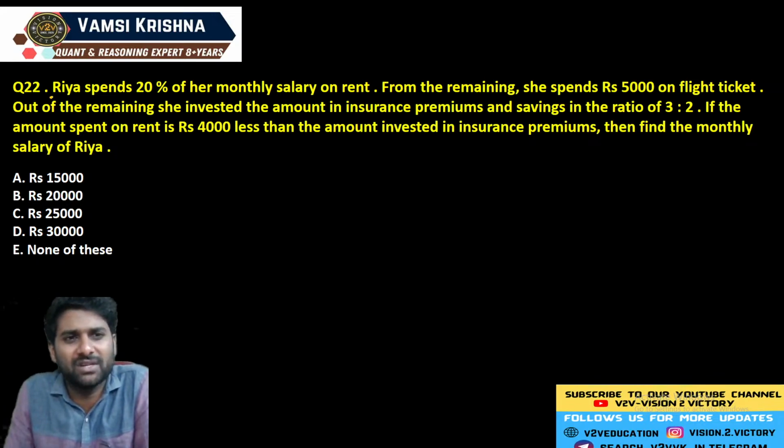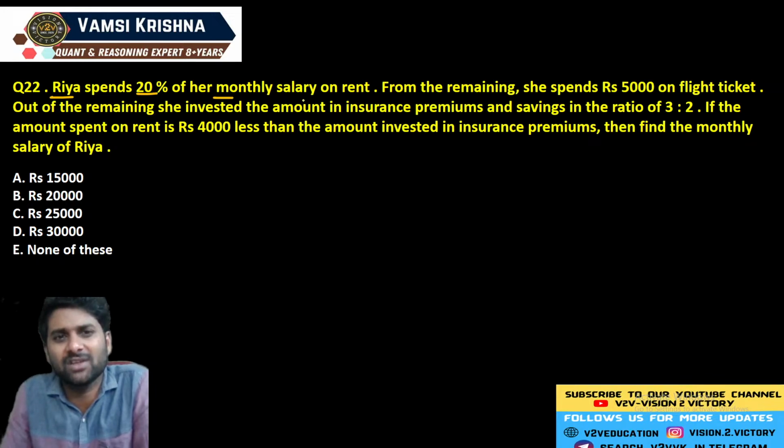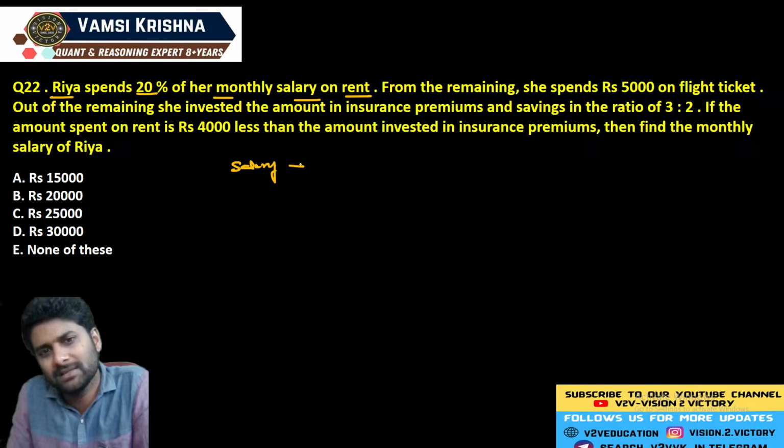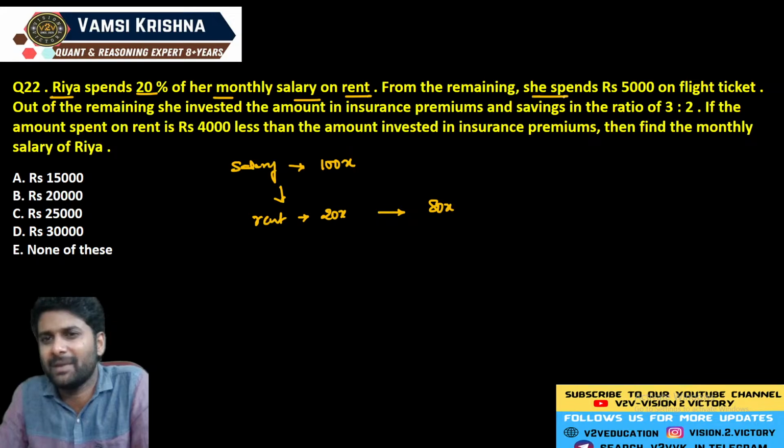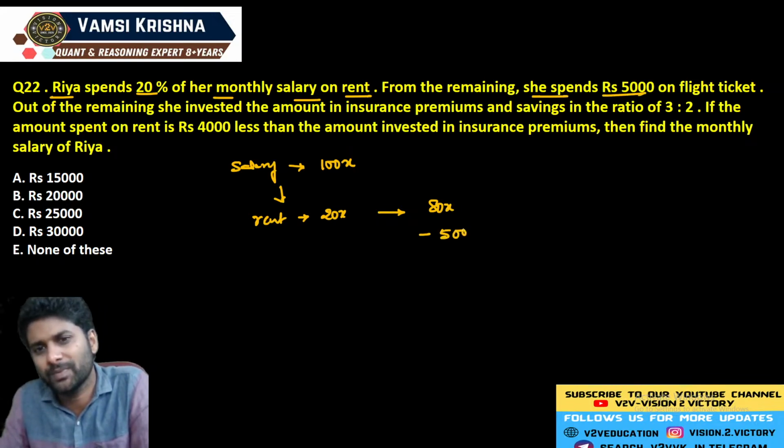See the next information. Ria spends 20% of her monthly salary on rent. Let me take the salary as 100x. Now the rent of Ria is exactly 20x. So what about the remaining? Now 80x is remaining. Of the remaining, she spent 5,000 rupees on a flight. So the remaining amount is 80x minus 5,000.